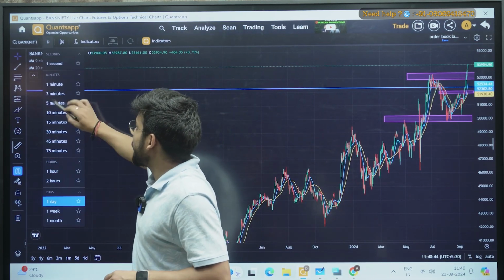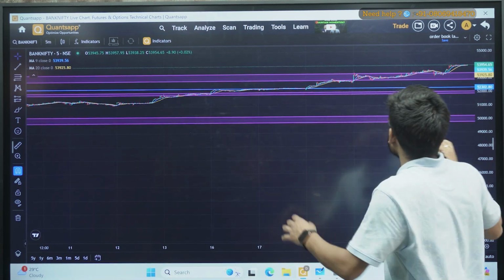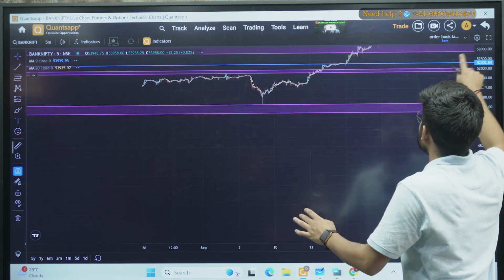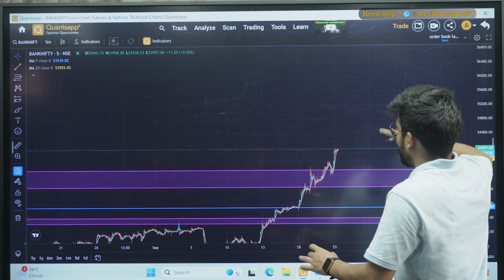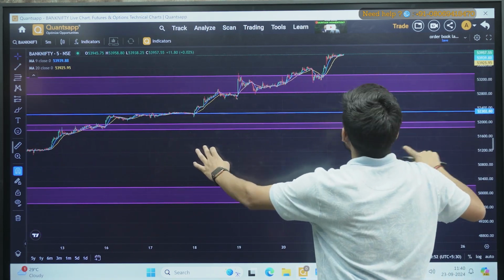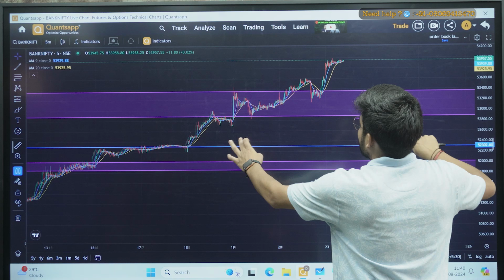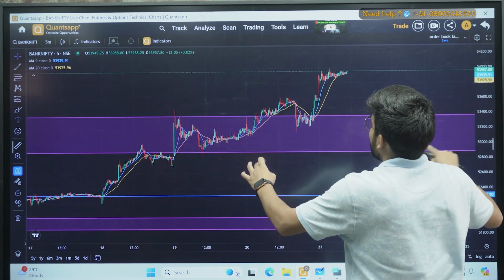For example, if I apply the 5-minute time frame, just wait. Okay, so now I have zoomed my chart a little bit. I hope it is clear to you guys. Now check here.